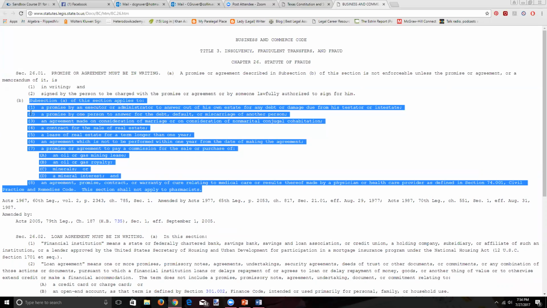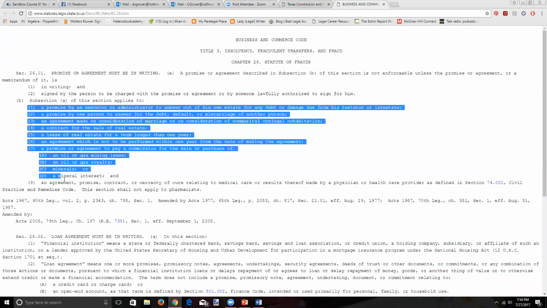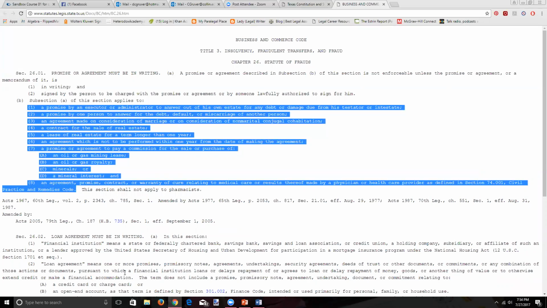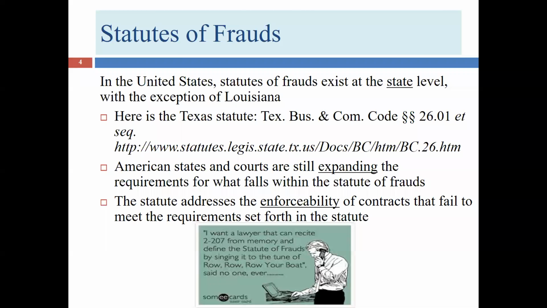These are the circumstances in which you need a writing under the statute of frauds, and we'll go through these in a few minutes when we actually see the list of requirements for the statute of frauds. Okay, so we've talked about why we have the statute of frauds.